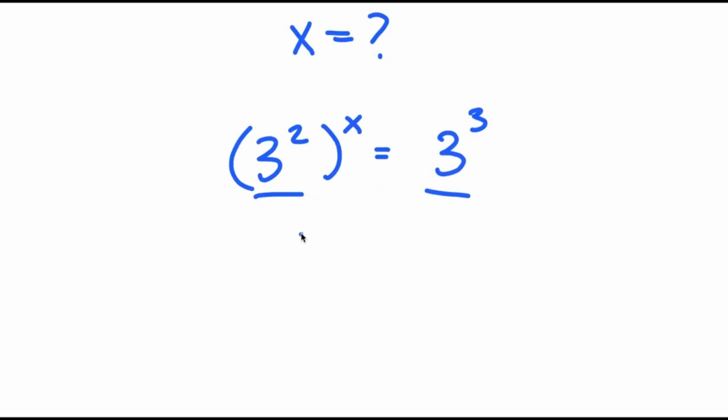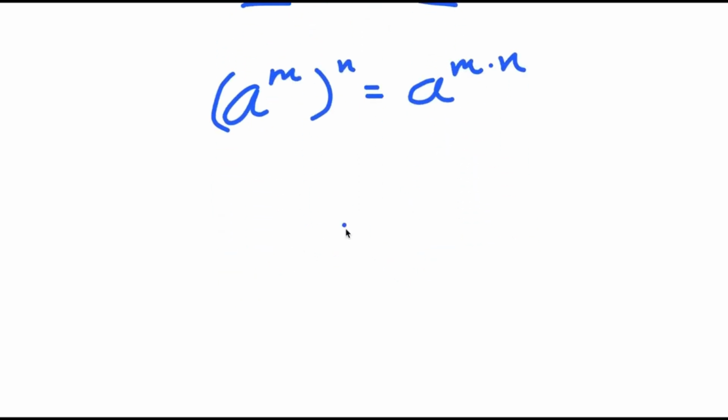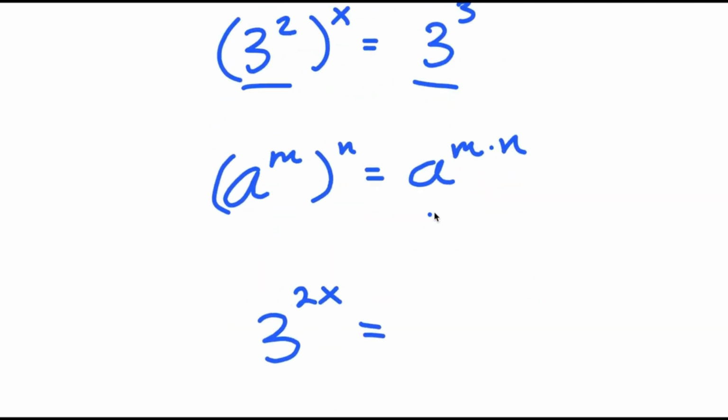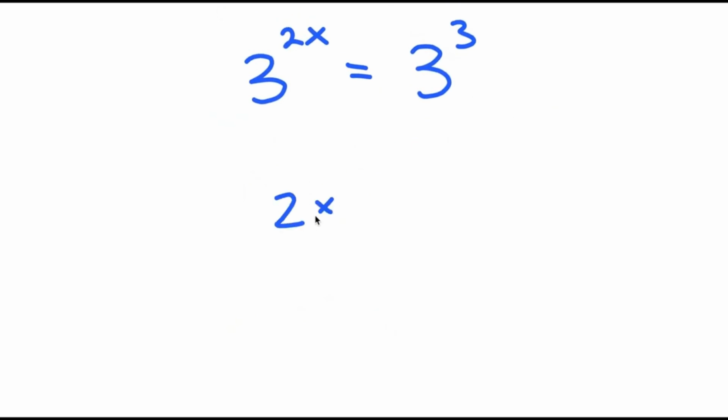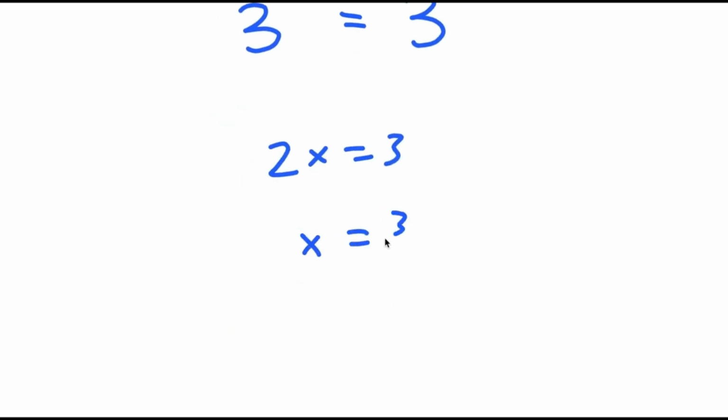From here, if I have something in the form a to the power of m, to the power of n, this is equal to a to the power of m times n. So 3 to the power of 2, to the power of x, is equal to 3 to the power of 2x. So I get 3 to the power of 2x is equal to 3 to the power of 3. And this means that 2x is equal to 3 and x is equal to 3 over 2.